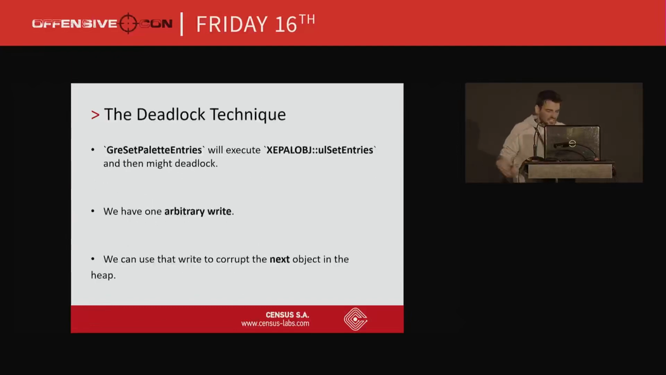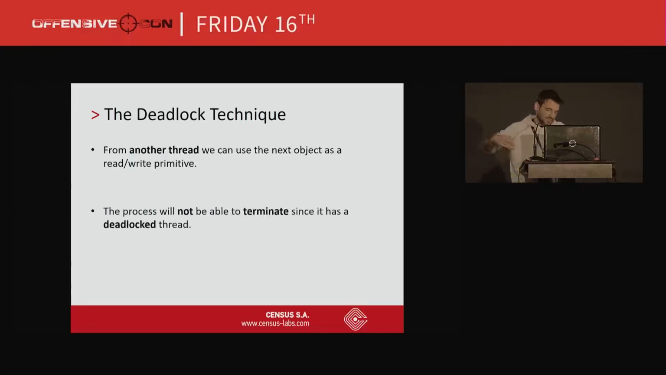As I said earlier, the set palette entries is going to call the set entries and then might deadlock in dexref count. So we have one arbitrary write. We can use that write to corrupt the next object in the heap with a valid handle this time. And then, since our thread is going to deadlock, from another thread, we can use that next object as a read-write primitive. Of course, after that, our exploit process will not be able to terminate, since it has a deadlocked thread, the first thread, right?